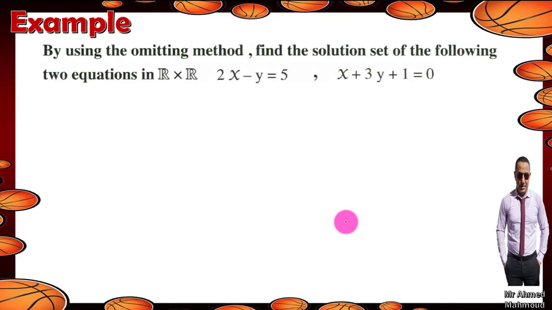By using the omitting method, find the solution set of the following two equations. The first equation 2x minus y equals 5. The second equation x plus 3y plus 1 equals 0. Okay, the first step, I'm going to put the two equations above each other, but in the same order. What does it mean? x above x, and y above y, and the numbers above each other.